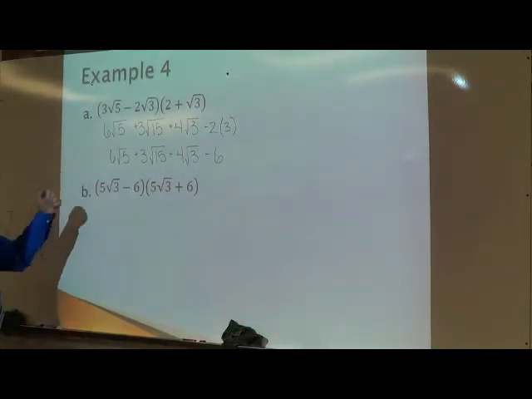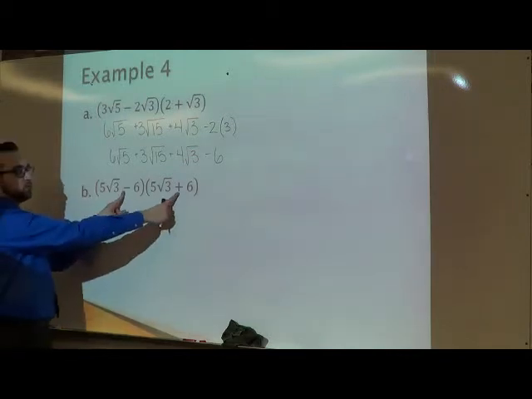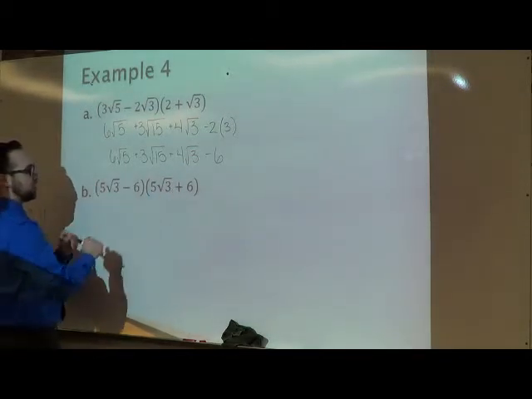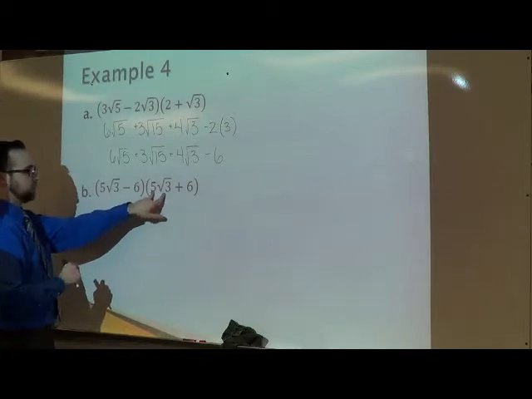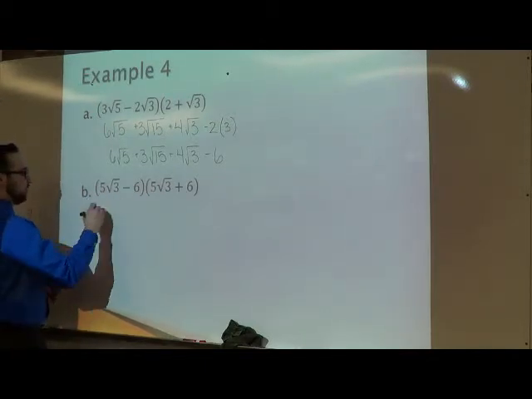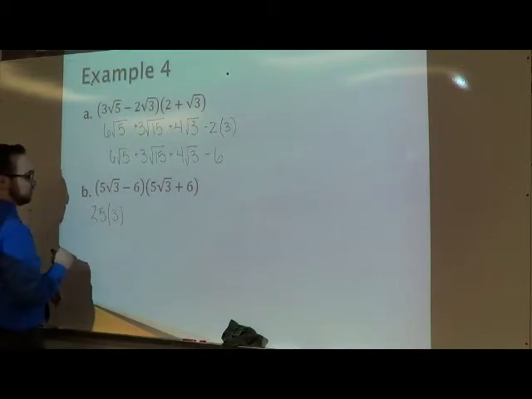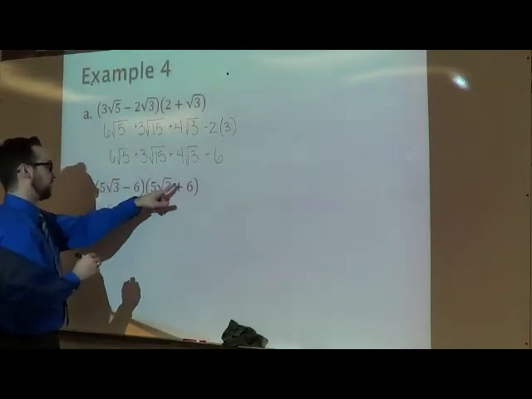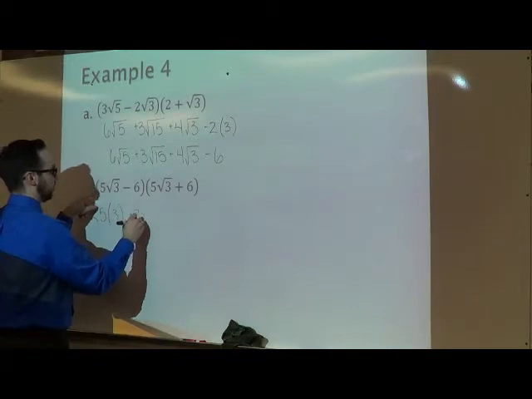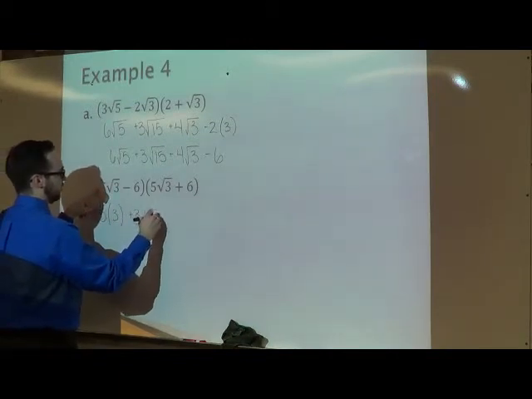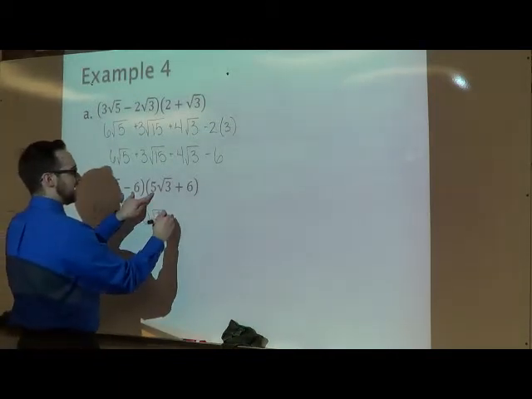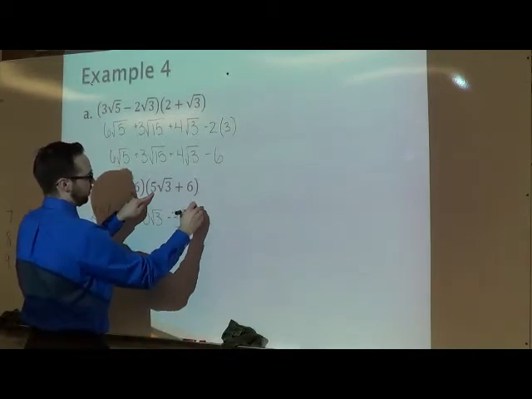Let's go ahead and try this one. Notice difference of squares. Same thing, just of different signs. So 5 square root of 3 times 5 square root of 3. 5 times 5 is 25. Square root of 3 times the square root of 3 is just 3. Outsides, 6 times 5 is 30. So we have 30 square root of 3. Insides is a negative 30 square root of 3.